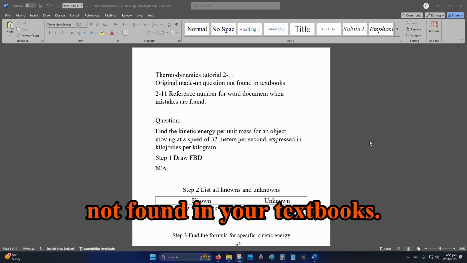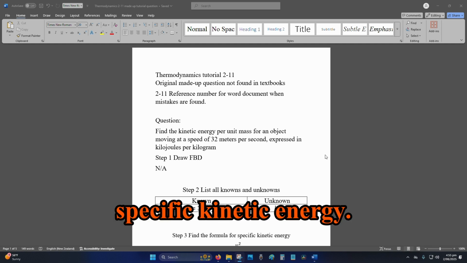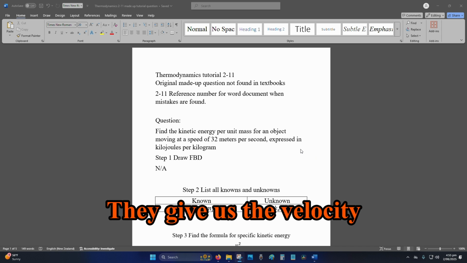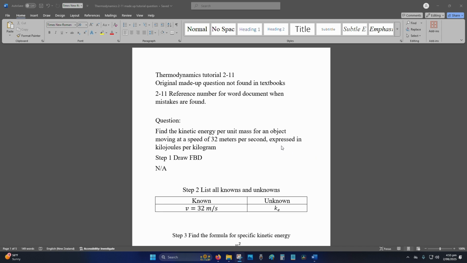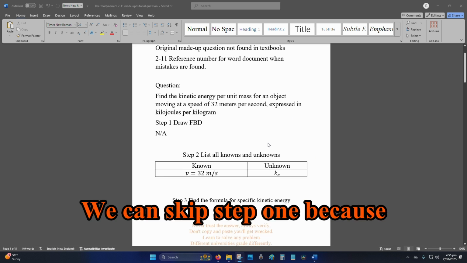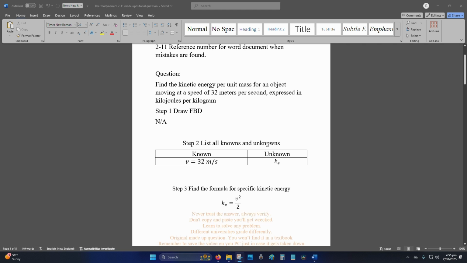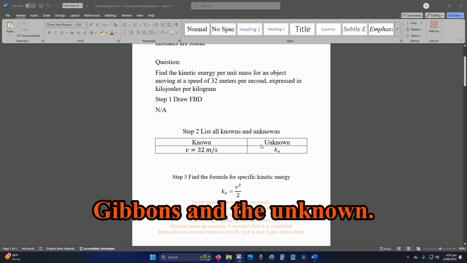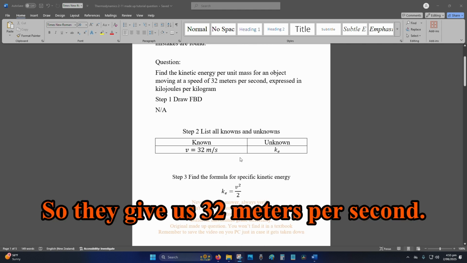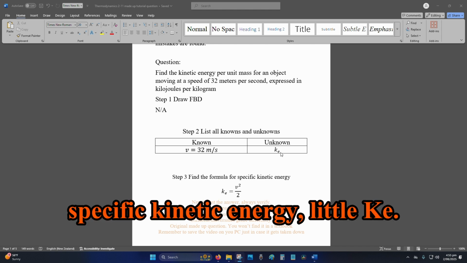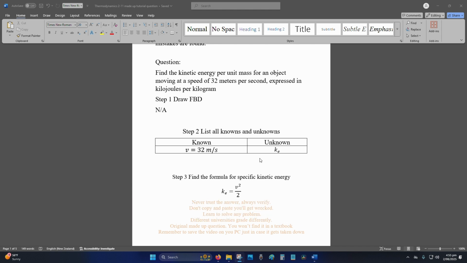This is a made up question not found in your textbooks. We want to find the specific kinetic energy. They give us the velocity at 32 meters per second. We can skip step 1 because there is no free body diagram. Step 2 lists the givens and the unknown. So they give us 32 meters per second. We want to find the specific kinetic energy, little ke.